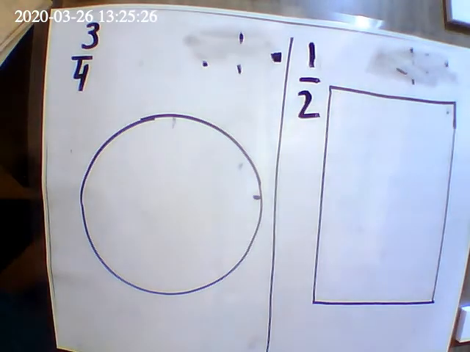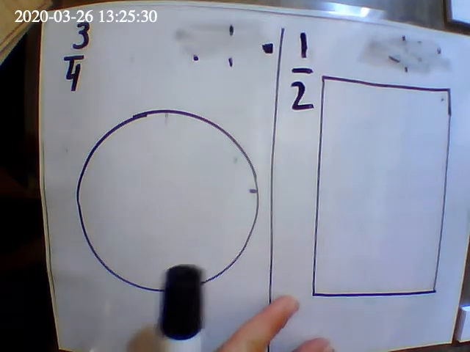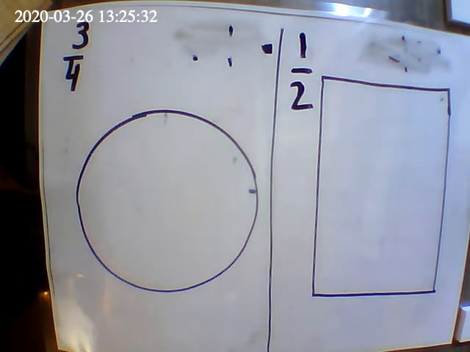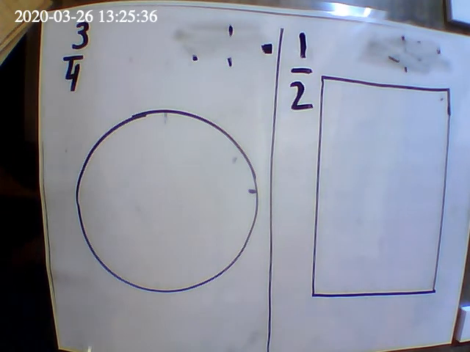Okay, some of my fractions like that. So we'll start with the circle today. And for the circle, it says how many pieces. Our bottom piece tells us how much to cut it into. Our top tells us how much to color it.